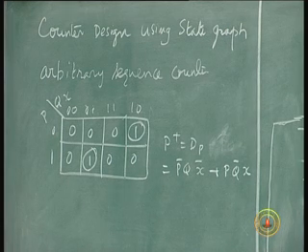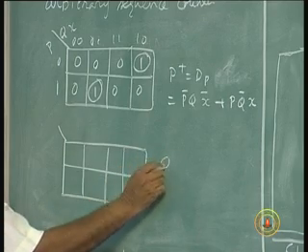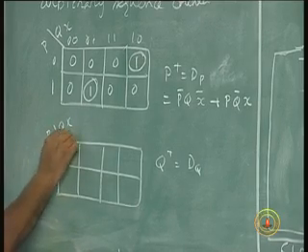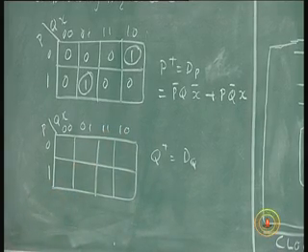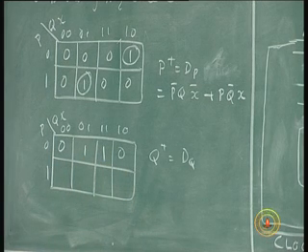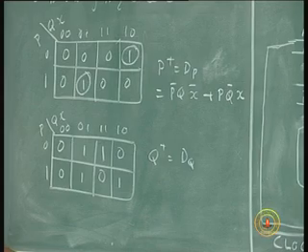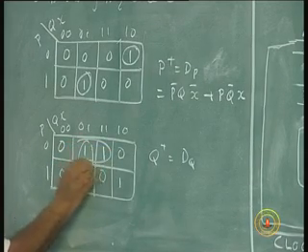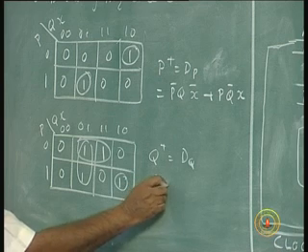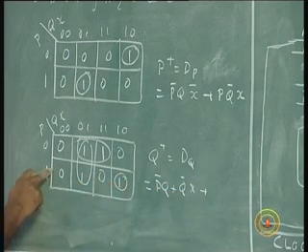Okay. Then for the second map for q plus, which is the same as dq, the value should be zero one zero one, 0 1 1 0. So this will have 3 terms. One term is p bar x, this term is q bar x, and this term is p q x bar.